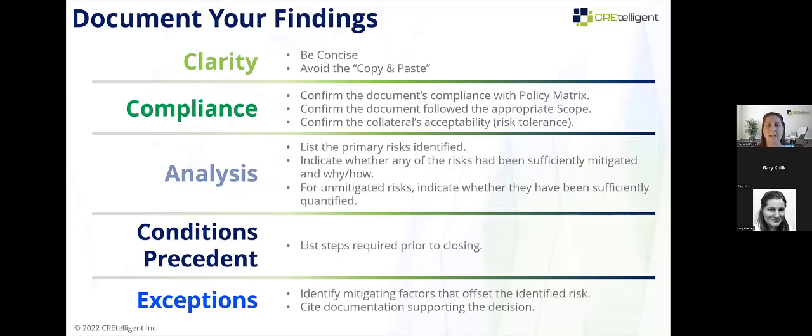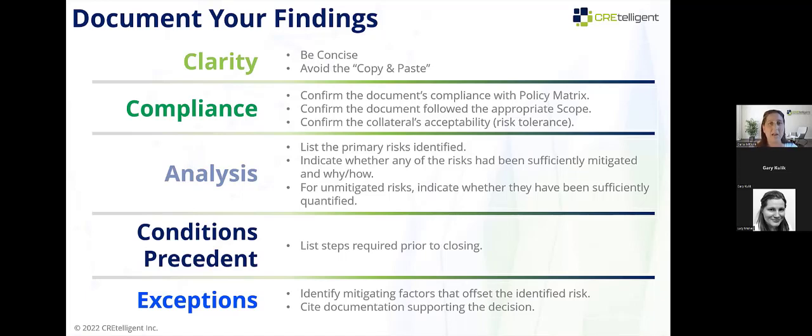If you make exceptions to your policy, identify the mitigating factors that offset your risk and make sure you cite documentation that supports your decision. Just saying that the borrower told me that there's nothing on the property isn't enough. You have to have something credible to back up your decision.